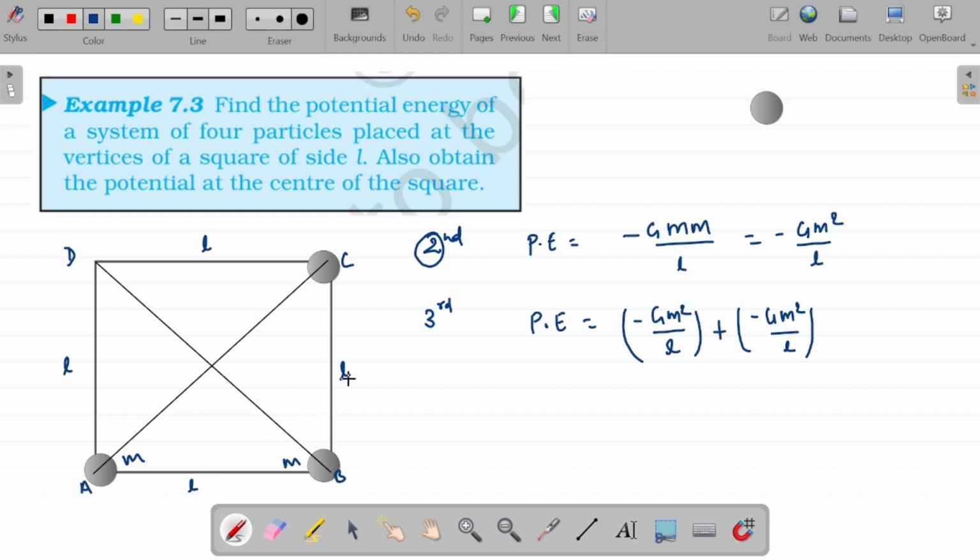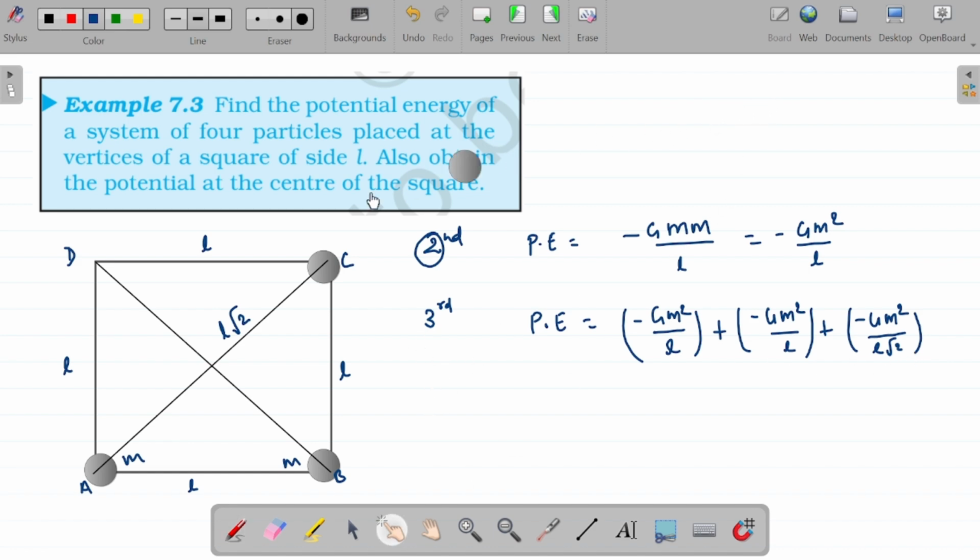L square plus L square will be the AC square here. So this is a perpendicular, let's say this is base. So base square plus perpendicular square equals hypotenuse square. So this will be L into under root 2. So here we will have minus G m square by L root 2. Okay. What about the fourth sphere?